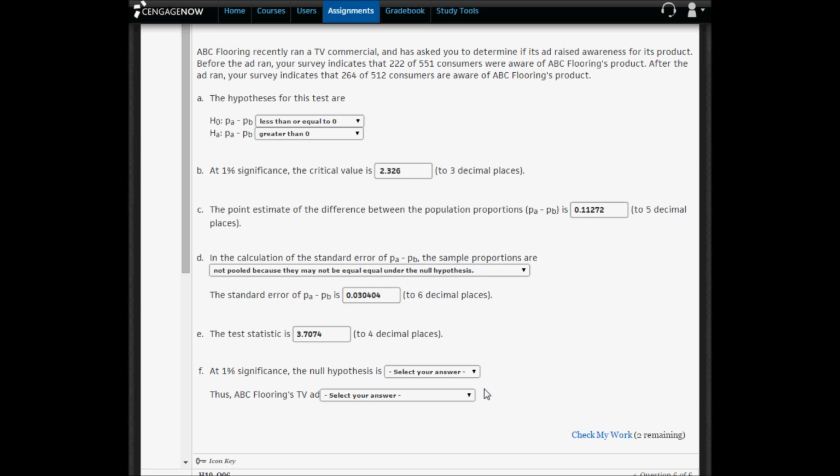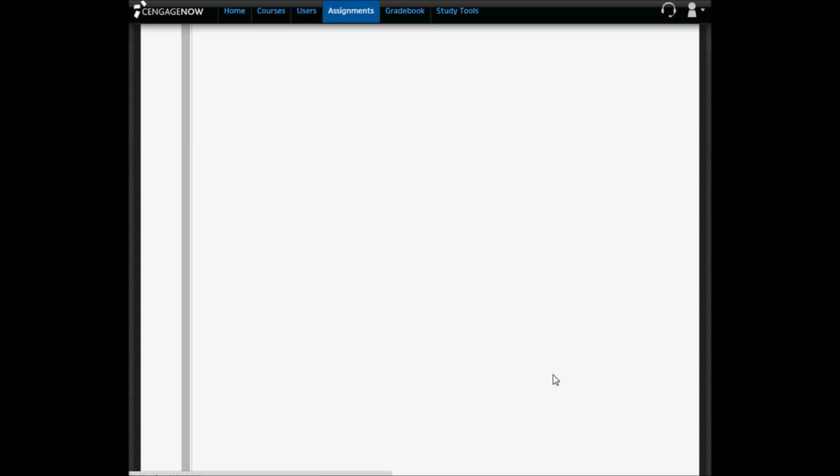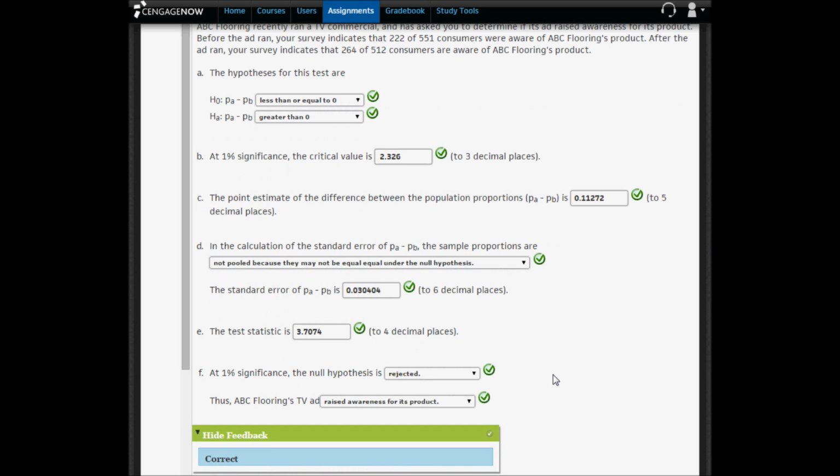To conclude the test, we have to compare the test statistic to the critical value. If the test statistic is greater than the critical value, then we have evidence in support of the alternative hypothesis, and that is the case. So the null hypothesis is rejected. Thus, ABC Fluorine's TV ad raised awareness for its product. We check our work, and we should get everything correct, which we do.